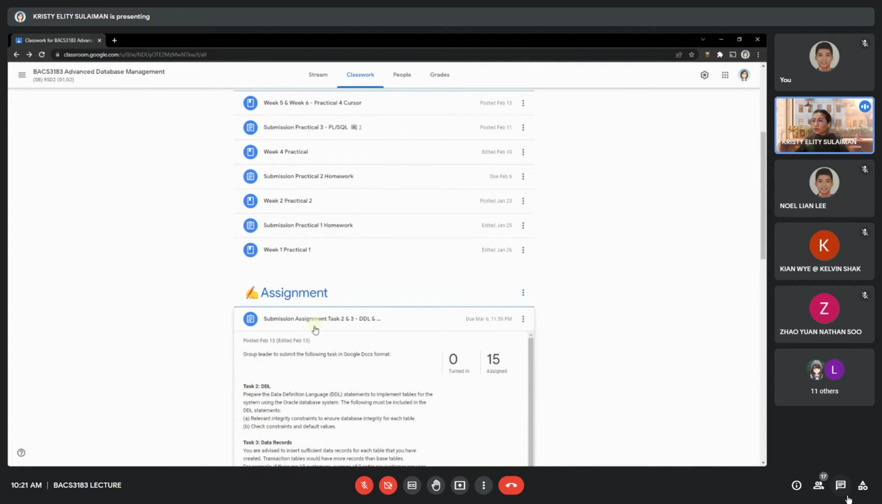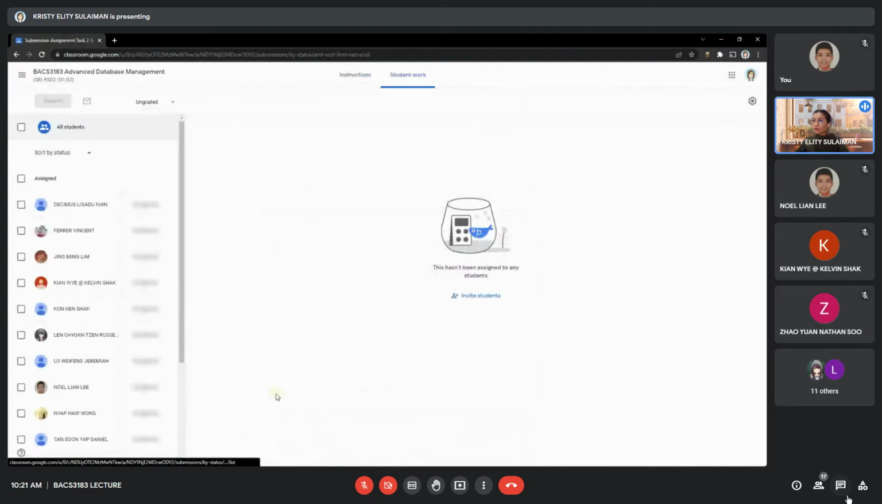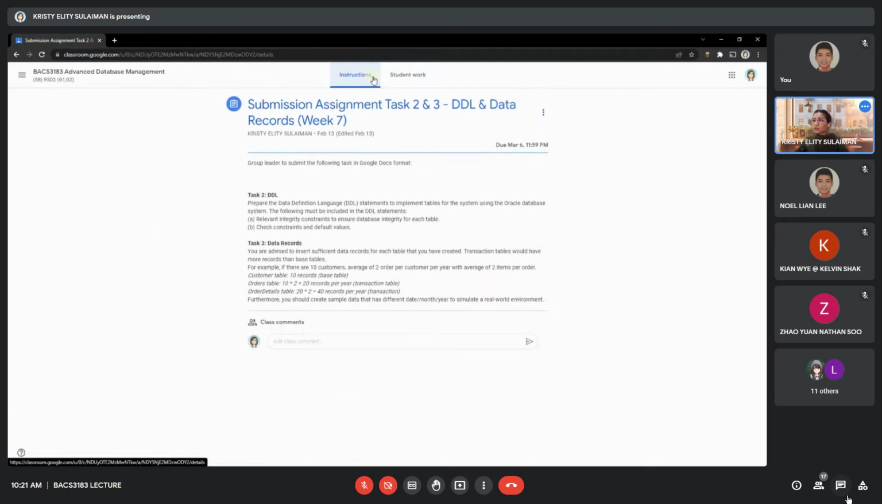And I have also already opened the submission for task 2 and task 3. This one is in week 7, so you can already do this. The group leader submits the following task in Google Doc format as well. It's another Google Doc, or you can use the same one, with a different letter. When you finish everything, then you combine into one. So you submit another Google Doc for this, particularly for task 2 and task 3.